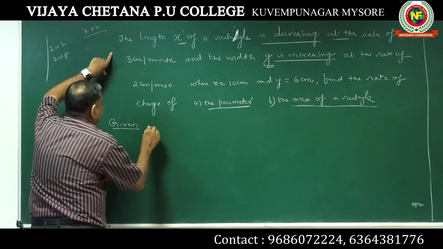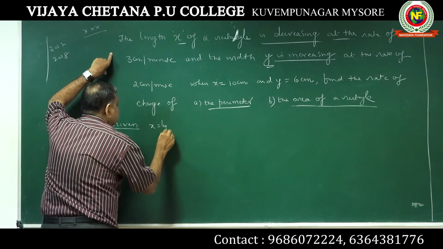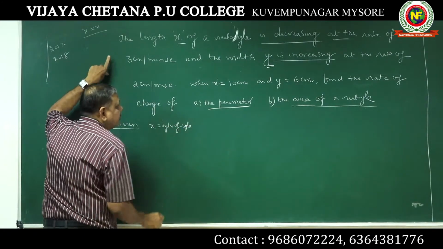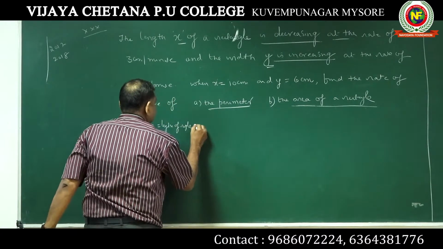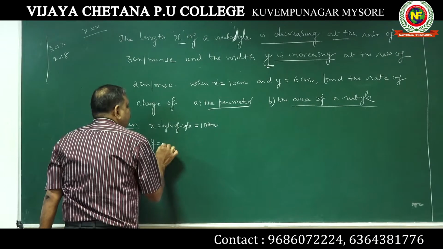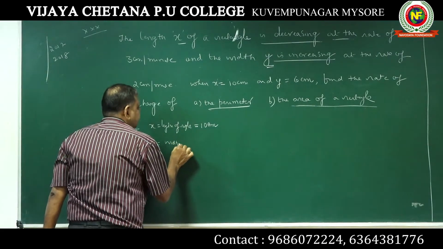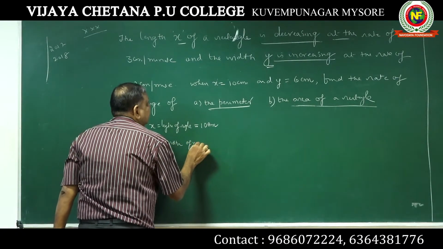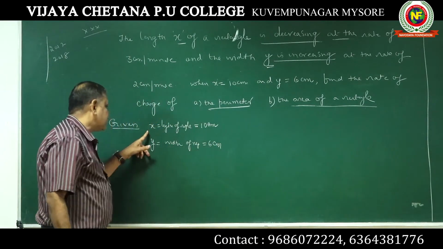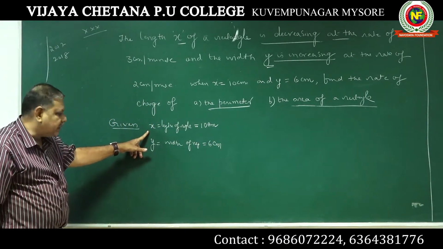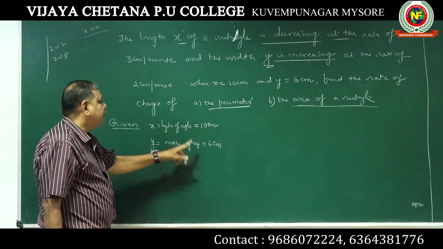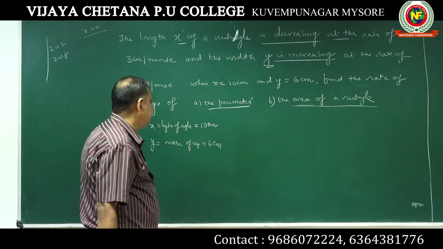x, the length of the rectangle, is given as 10 centimeter. y, the width of the rectangle, is given as 6 centimeter. So the length x of the rectangle is 10 centimeter, and y is the width of the rectangle, 6 centimeter.